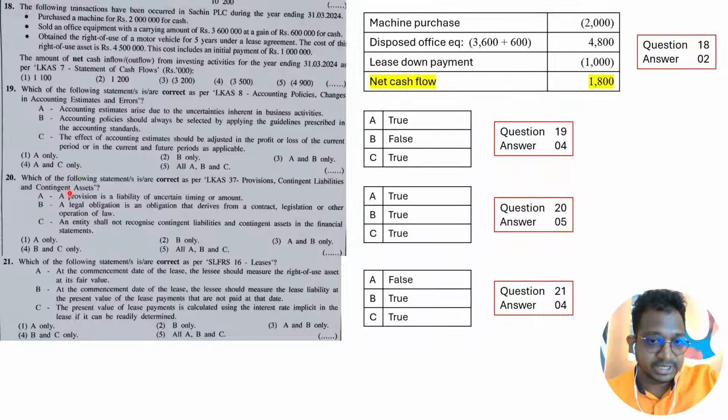20, which of the following statements are correct as per LKAS 37? A provision is a liability of uncertain timing or amount. That's correct. A legal obligation is an obligation that derives from a contract, legislation, or other operation of law. That's correct. An entity shall not recognize contingent liabilities and contingent assets. That's correct. Not recognized means you are not doing a double entry for those. But you have to disclose contingent liabilities and contingent assets in a separate note.